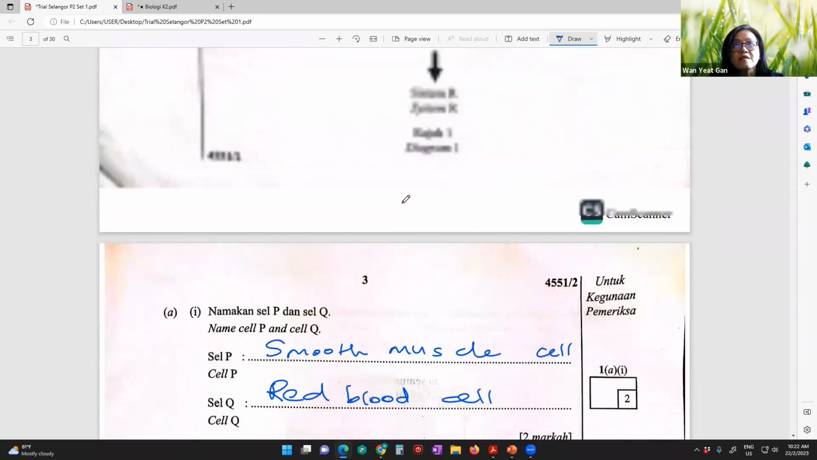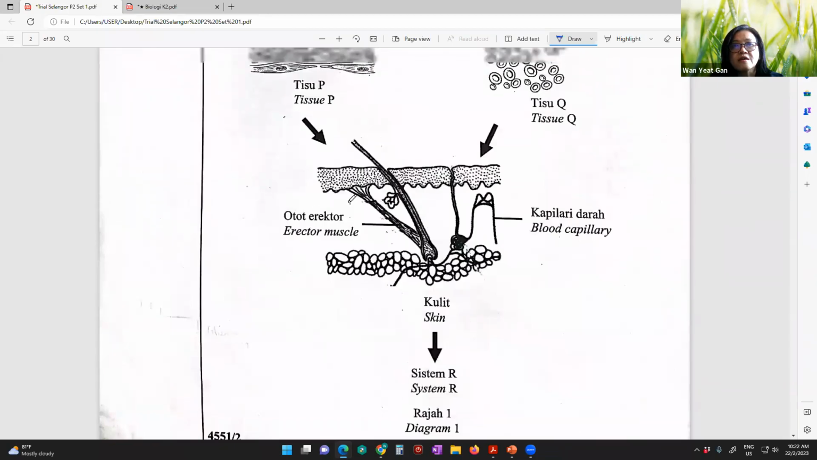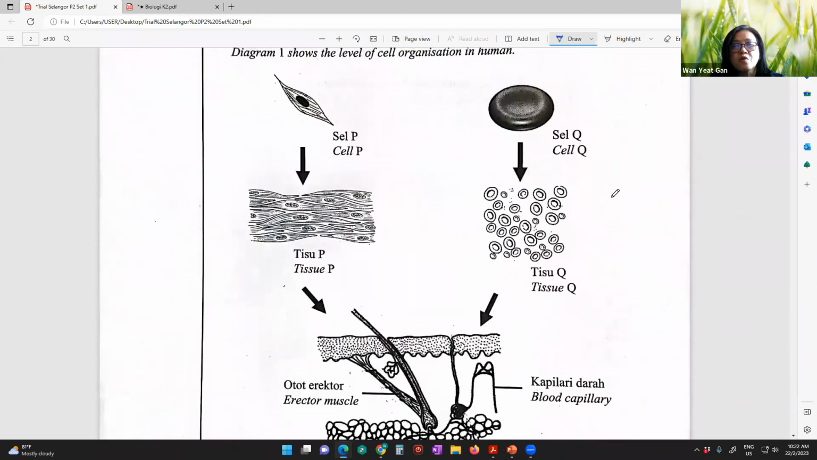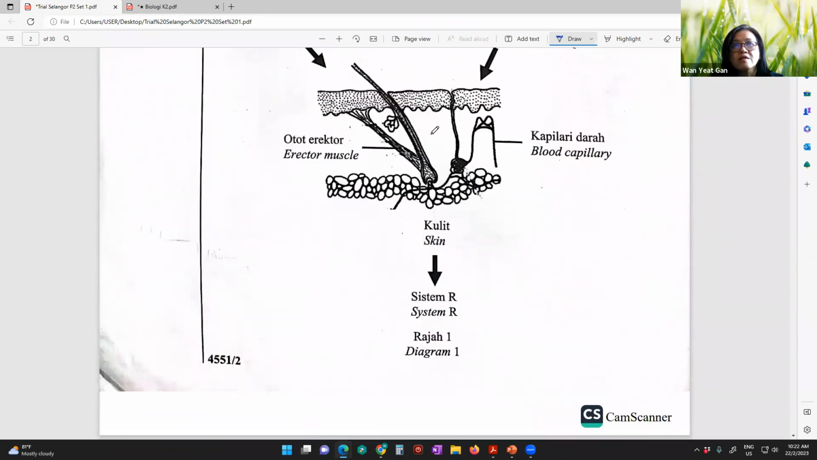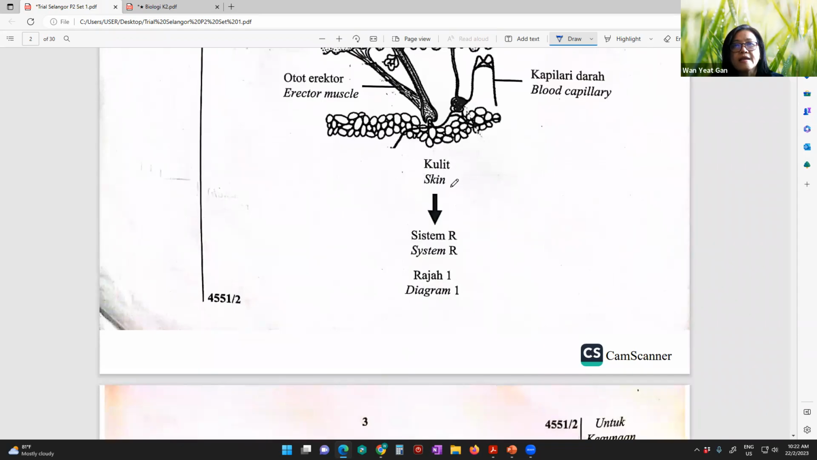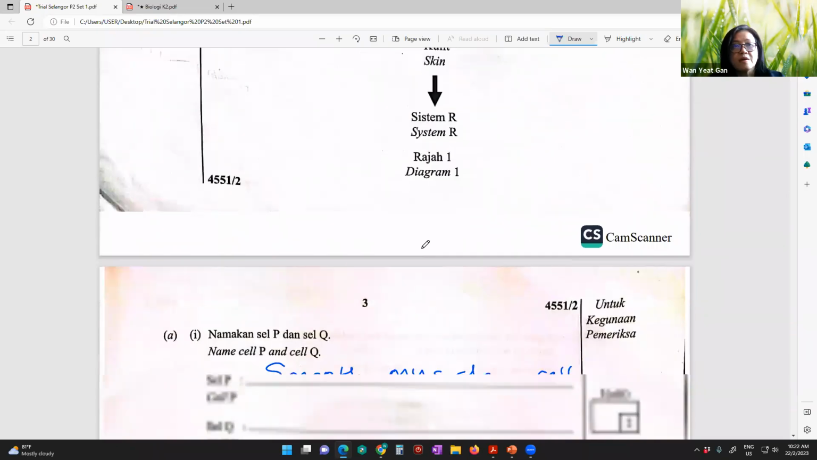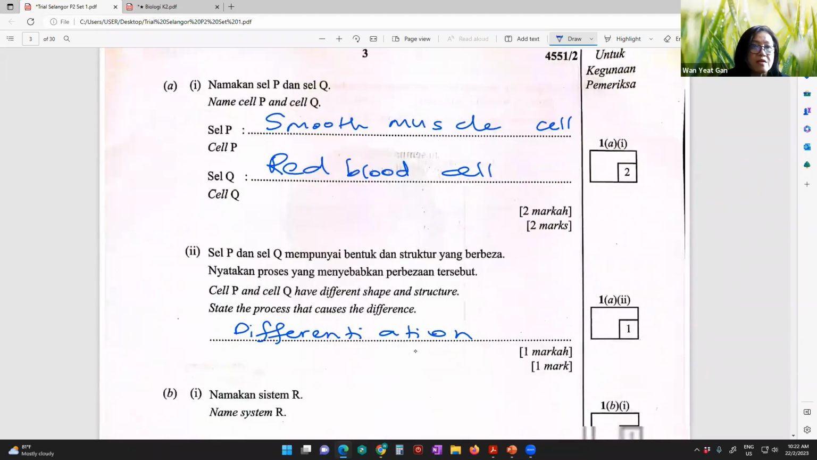Next, name system R. So you can see here cell P and cell Q both form the organ, skin organ, and then the skin organ forms part of the system R. So the system R is integumentary system.